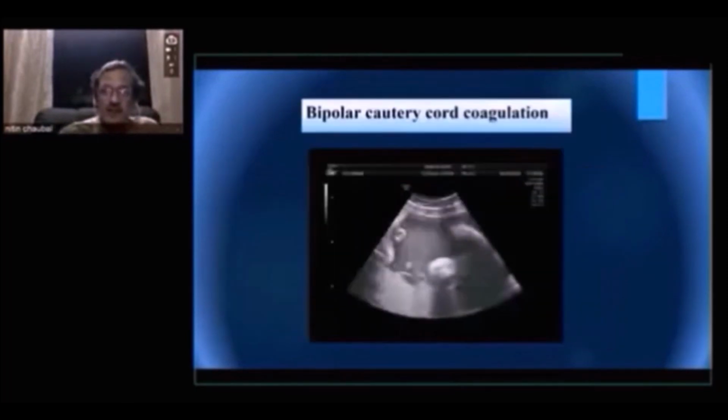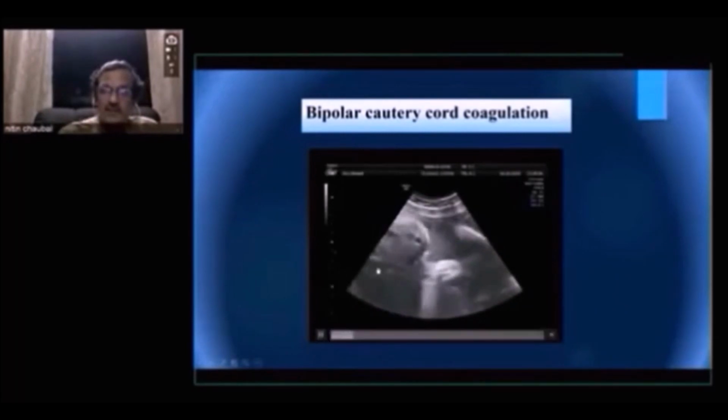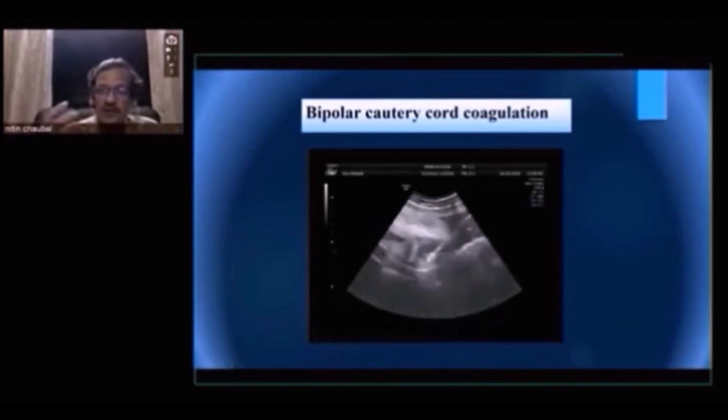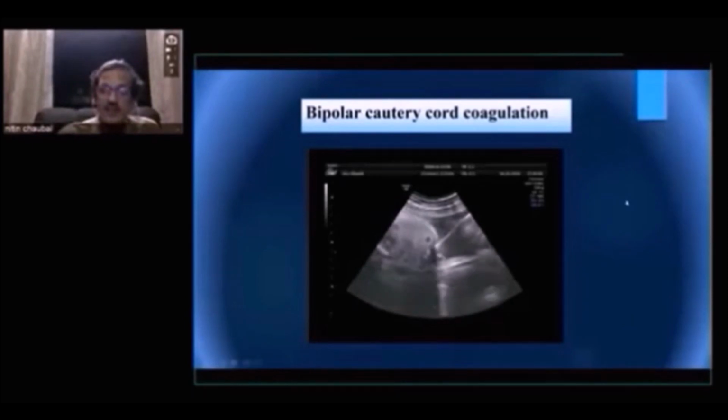Another example of a cord coagulation being done on sFGR, and as you can see, sometimes it is not a very easy technique. And as I said, the focus of this talk is not the technique of all these procedures. The focus is to make everyone aware of this entity and pick up things at the right time. This again, we had a very favorable outcome.